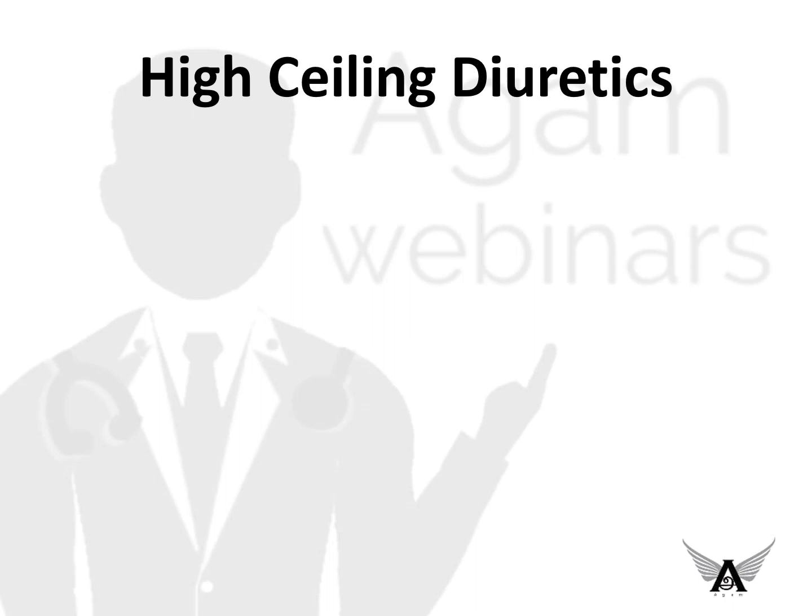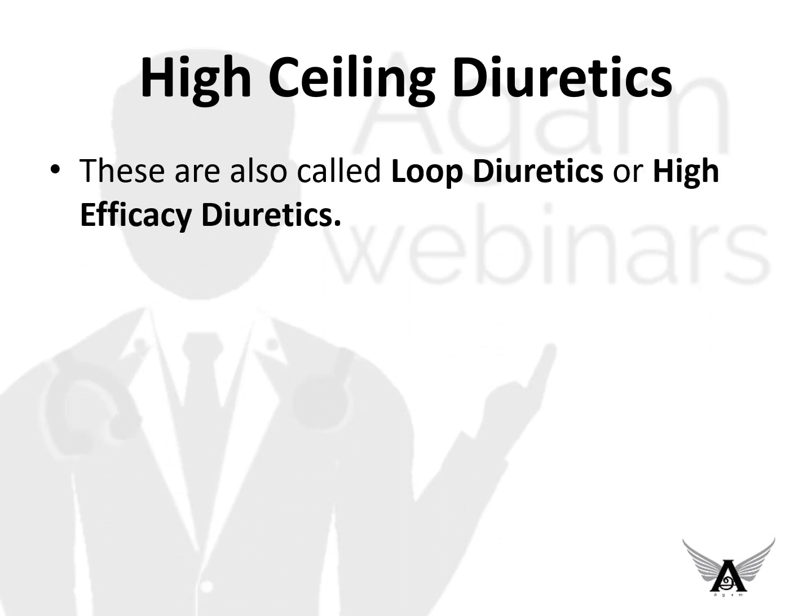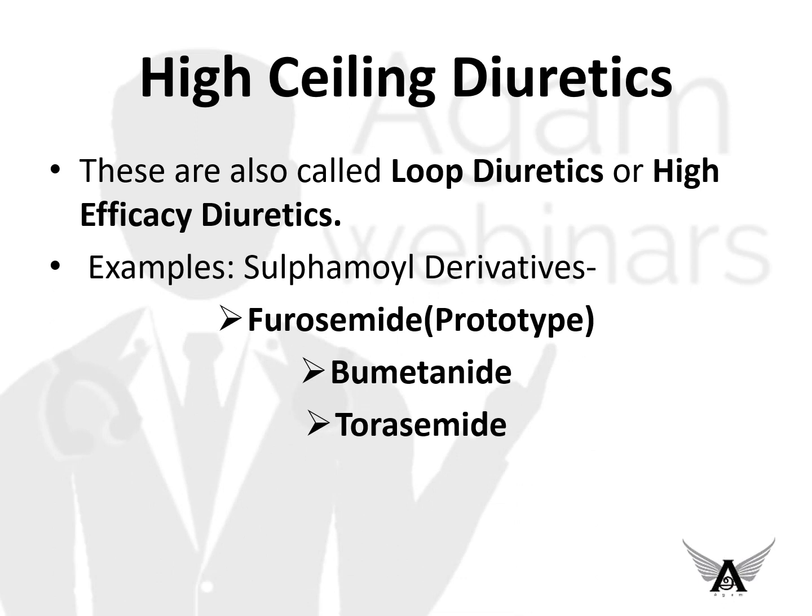High ceiling diuretics are also called loop diuretics or high efficacy diuretics. The examples are sulfonyl derivatives. Under sulfonyl derivatives, furosemide, bumetanide, and torsemide are the examples. Among these drugs, furosemide is studied as the prototype drug. Now let's learn about the pharmacological aspects of this prototype drug.